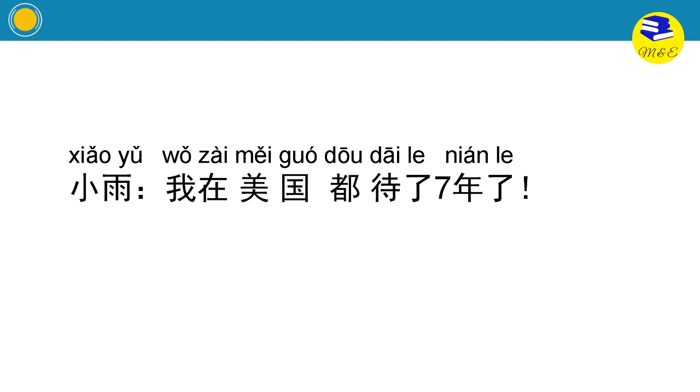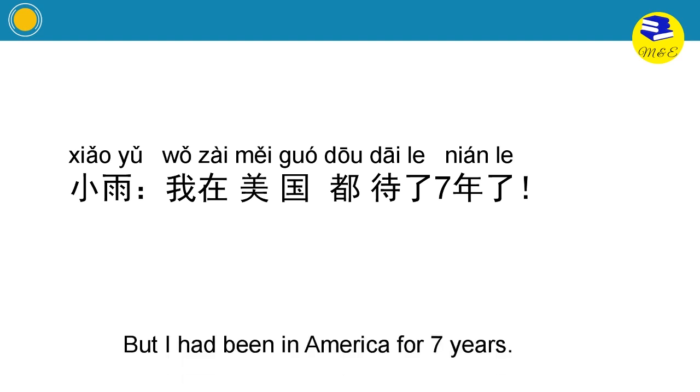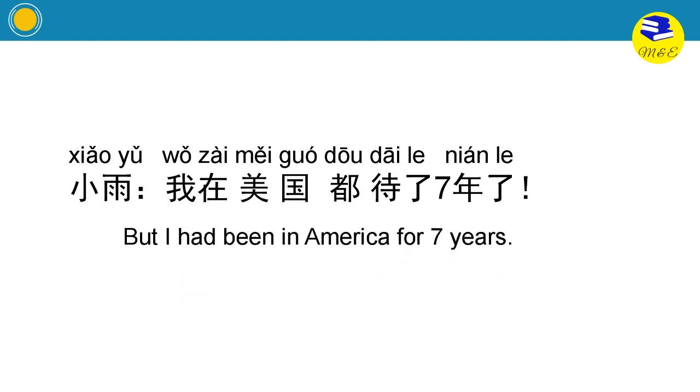So let's see. 小雨 said, 我在美国都待了7年了. Here I just don't understand the verb 待. Yes, 待. Here it just means to stay. So this sentence means, but I have been in America for 7 years. So 待 means to stay.